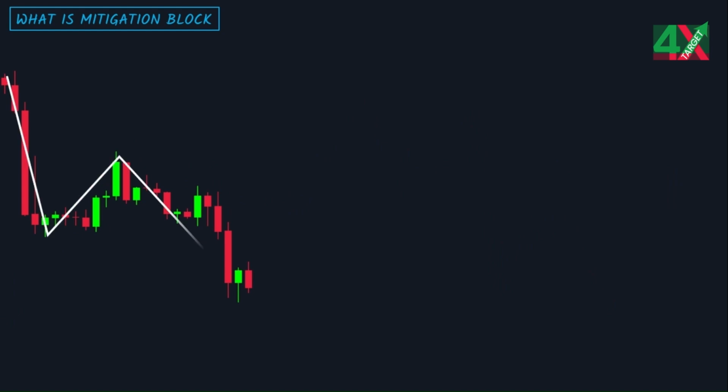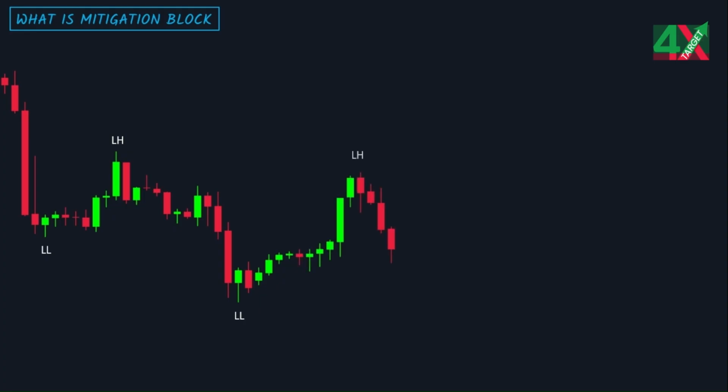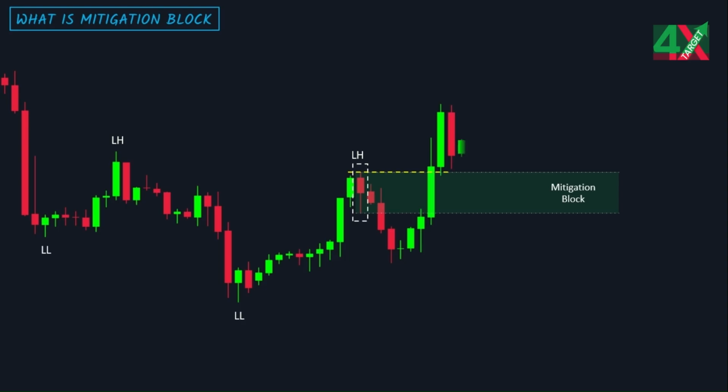Price forms lower lows and lower highs, and each pullback creates a swing high where traders expect price to continue lower. But when price fails to break down and instead pushes above that swing high, the last up-close candle, or the highest candle of that swing high, becomes a bullish mitigation block. The color of the candle itself is irrelevant. What matters is that this zone marks where institutions are mitigating their sell positions, rebalancing risk, and positioning for a potential bullish continuation or reversal.